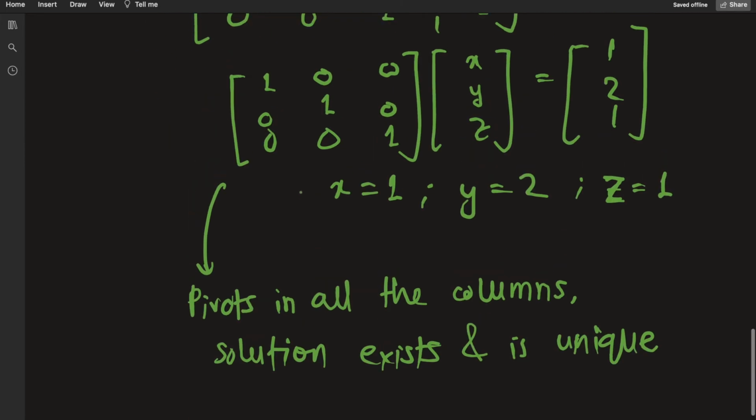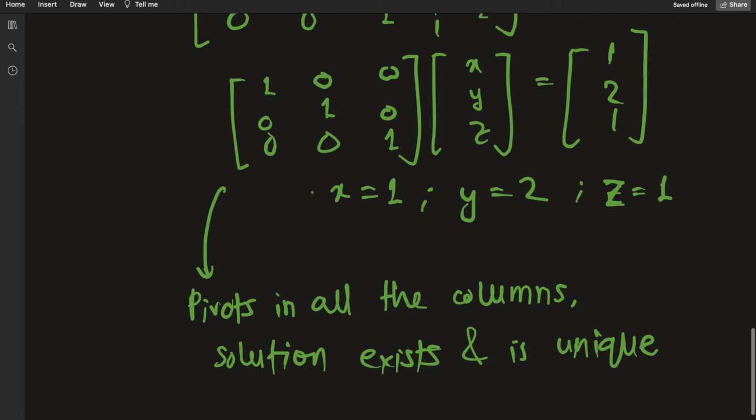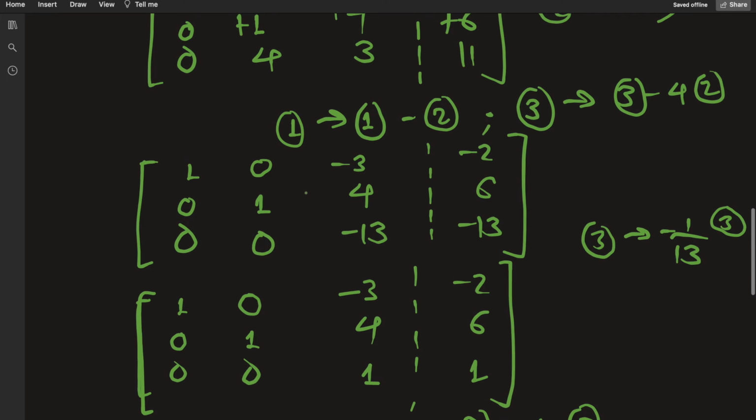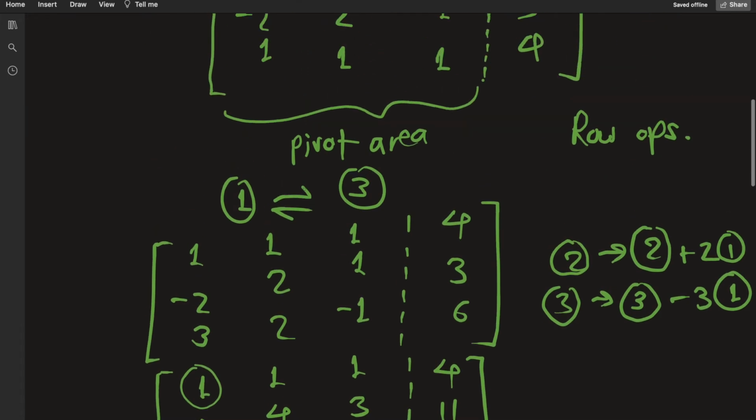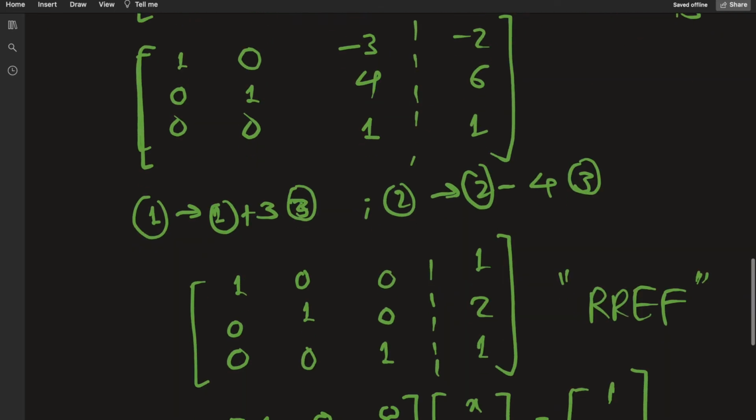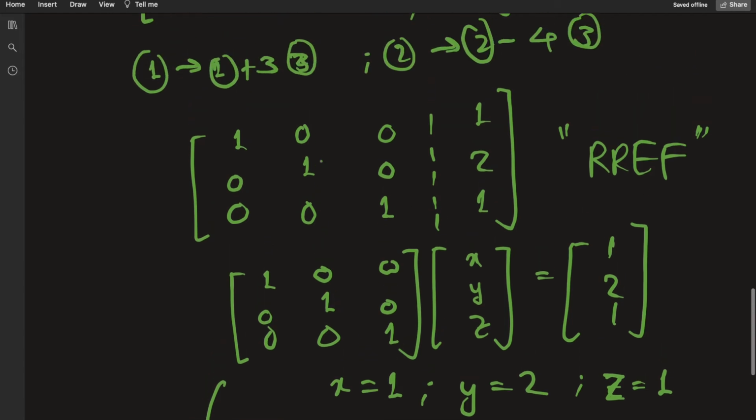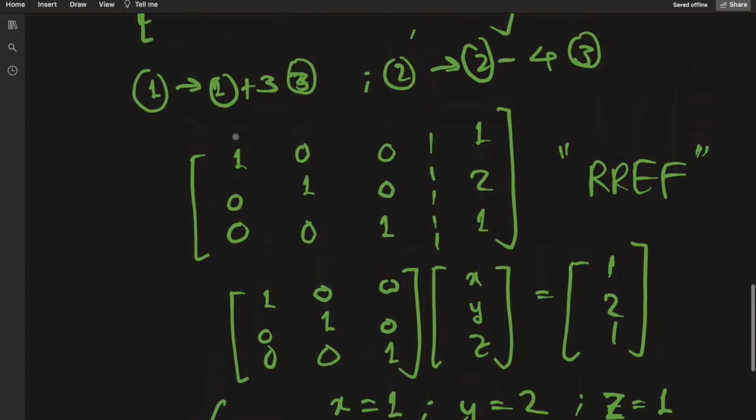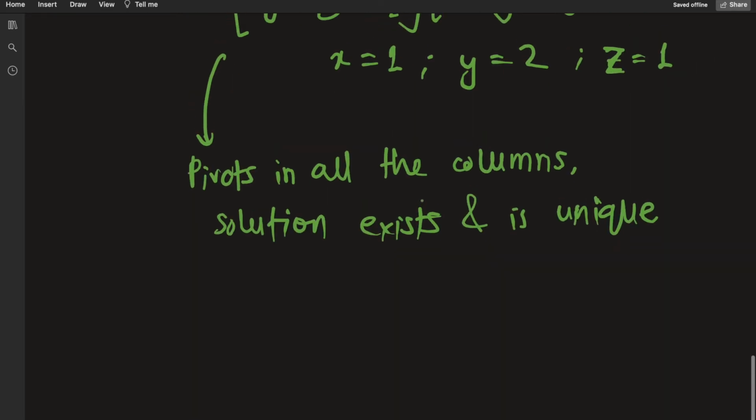But again, even if it's a square matrix, that doesn't guarantee whether the solution will exist or will be unique, if it exists. There might be systems with square matrices having infinite solutions or inconsistent solutions. But this pivot in every column case is super reassuring. You can't get any better than this. Okay, let's move on to another case now.